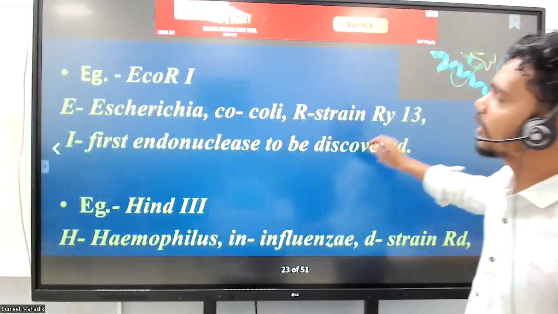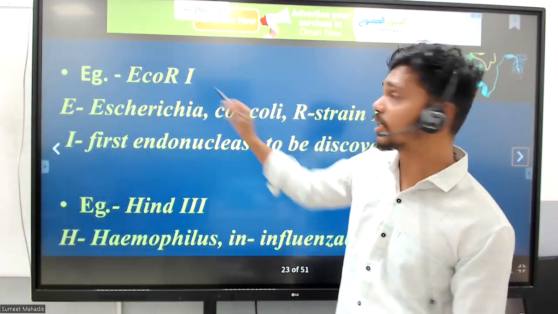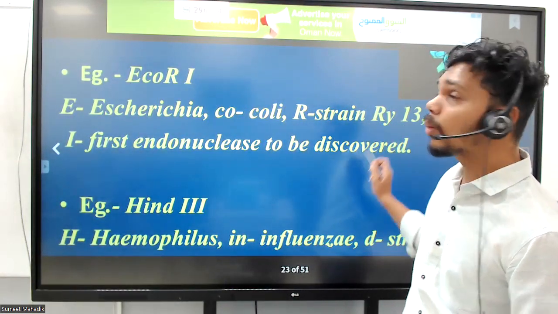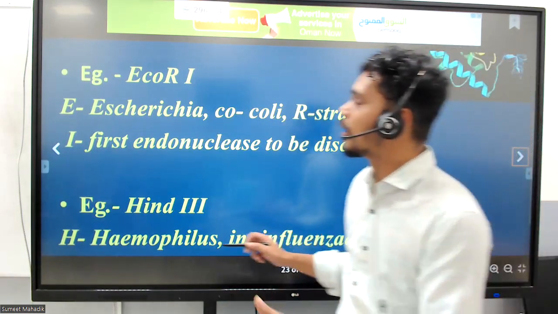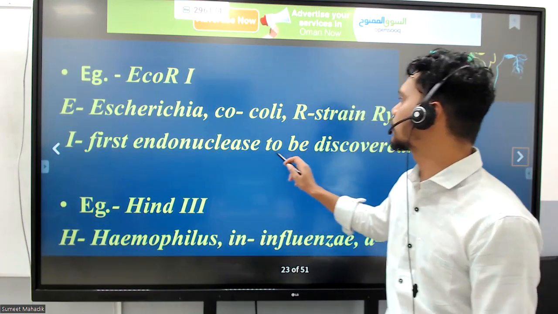Nomenclature of the enzyme. Can you see that? E for Escherichia, co for coli, R for strain. Strain means what? A scientific name has been given to you. Strain means a particular species, or we can say that. I for first endonuclease to be discovered.